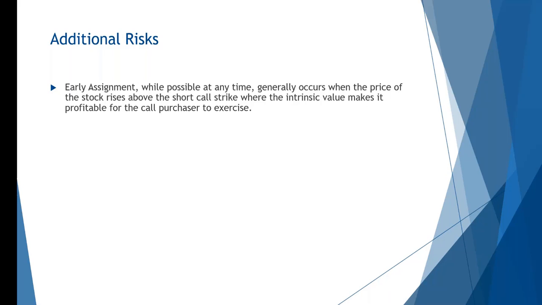Okay, so there are some additional risks that I just mentioned that it was important for you to understand, and let's look at those. First, this concept of early assignment. This could happen at any time, but it generally only occurs when the price of the stock starts to rise to our lower strike or gets above our lower strike, where the purchaser of our call has made a profit or can make a profit by exercising that call.